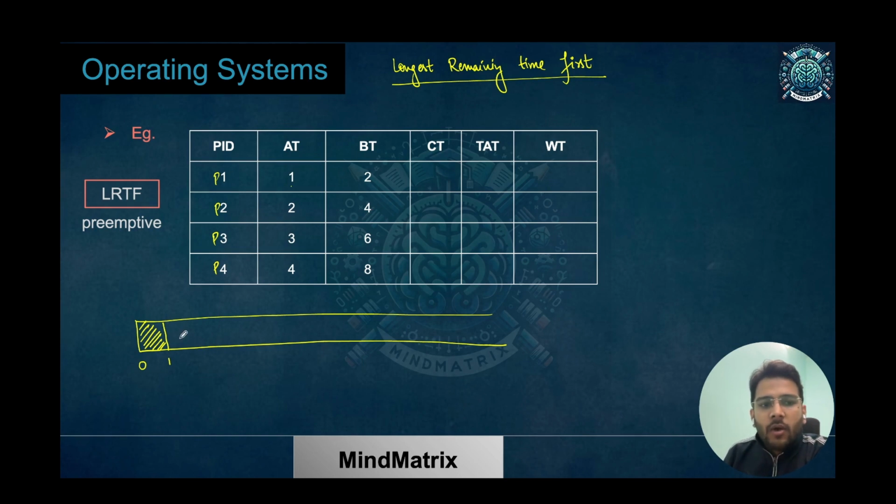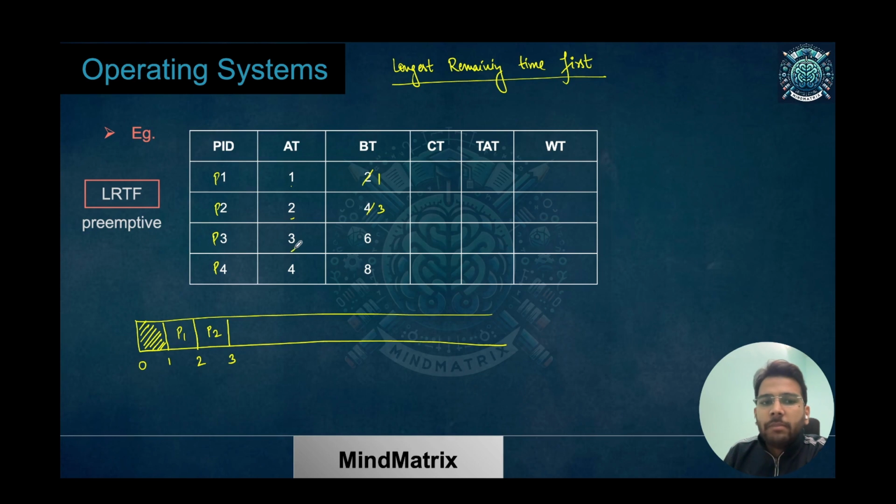Now P1 has arrived. As there is only one process, we can schedule it for at least 1 unit of time, right? If we schedule it for 1 unit of time, we are going to get only 1 unit of burst time remaining for P1. Now at 2 units of time, P2 has also arrived. So we can compare the burst time of these two processes. P2 has the longer burst time, so we can schedule P2 first, right? So we can schedule it for 1 unit of time. So here we are going to get 3.